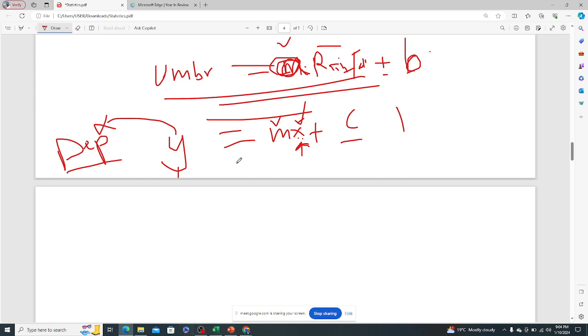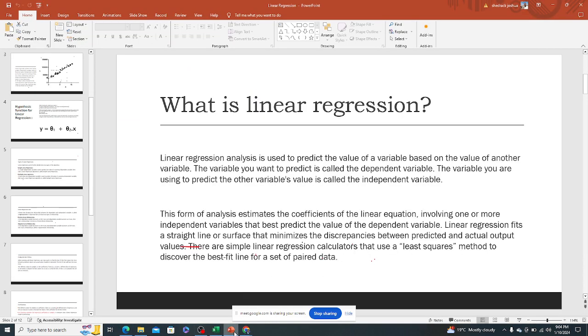So let's continue. That was just an illustration. The value you want to predict is called the dependent variable. The variable you are using to predict the other variable's value is called the independent variable. So in this case, x is our independent variable and y is our dependent variable. This form of analysis estimates the coefficients of the linear equation involving one or more independent variables that best predict the value of the dependent variable.